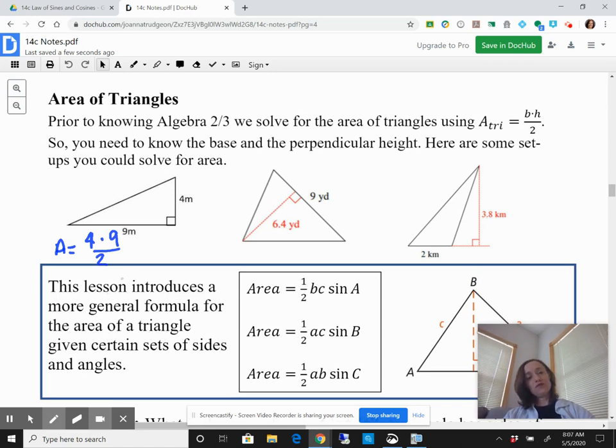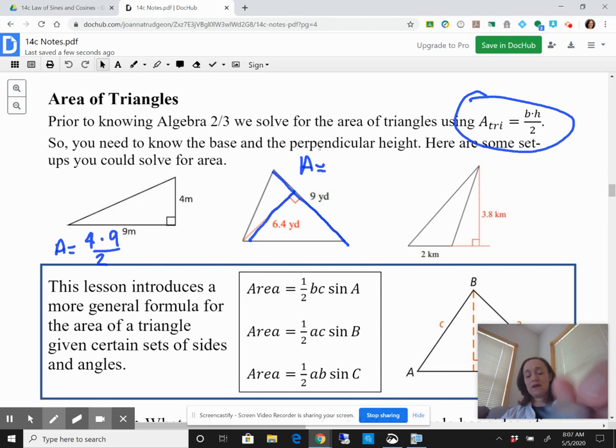You have to know the perpendicular height to use this equation. And probably that's all you've ever done. So this one, you could say, okay, well, this is the base, and this is my perpendicular height. So it would be area equals base 9 times 6.4, that's the height, over 2. You could find out what that number is.